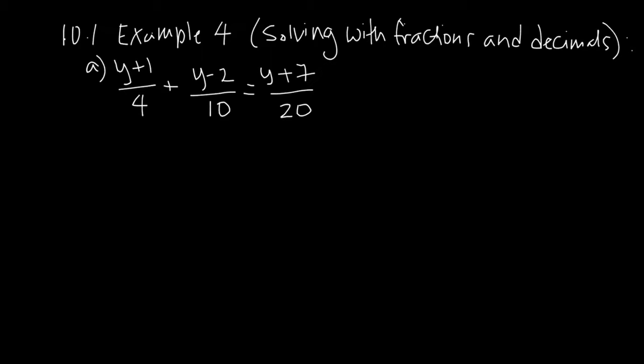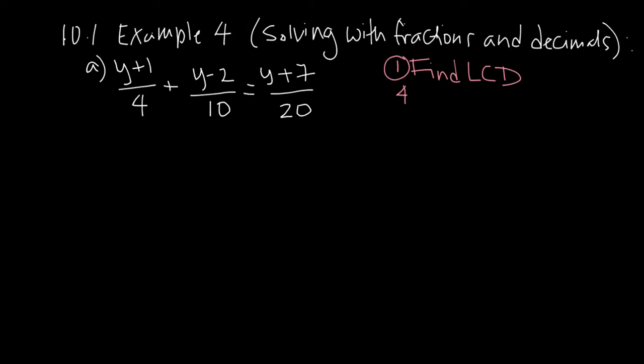This is example 4 from section 10.1. So when we see a fraction equation, we first want to find the least common denominator, or the least common multiple, of the denominators. And there are a couple ways to do that. You could kind of do it in your head and decide what is the smallest multiple where they line up, or you can list out the multiples.